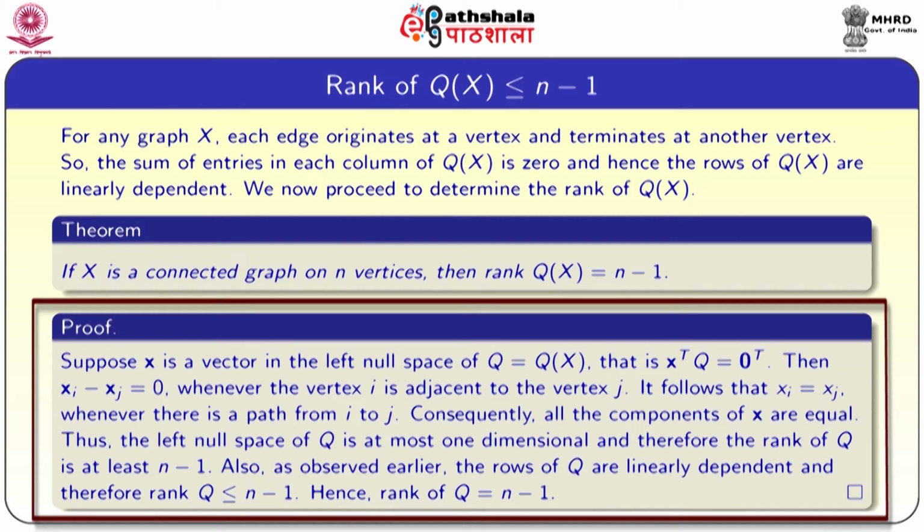Thus, the left null space of Q is at most one dimensional, and therefore, the rank of Q is at least n minus 1. Also, as observed earlier, the rows of Q are linearly dependent, and therefore, the rank of Q is less than or equal to n minus 1. Hence, the rank of Q is exactly n minus 1.